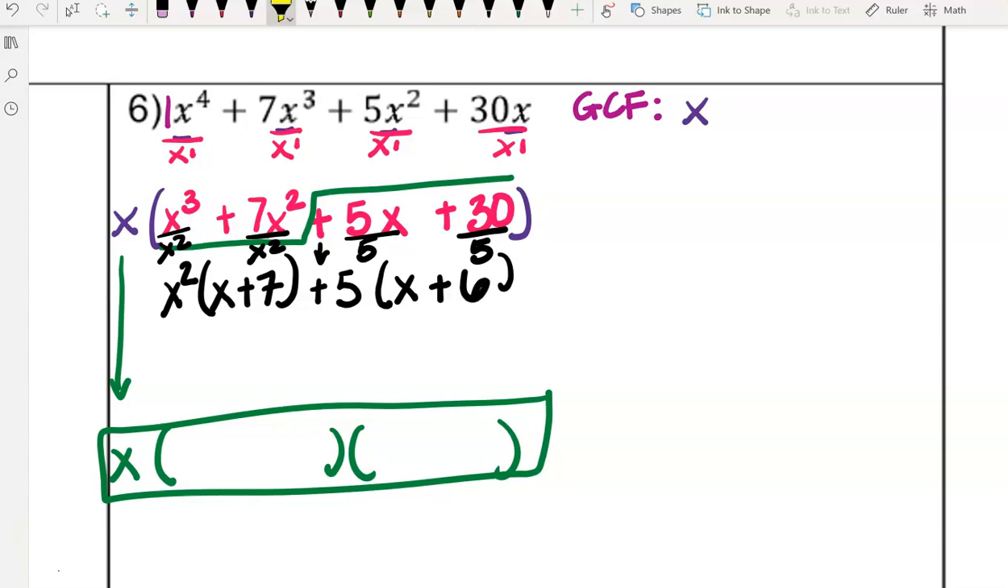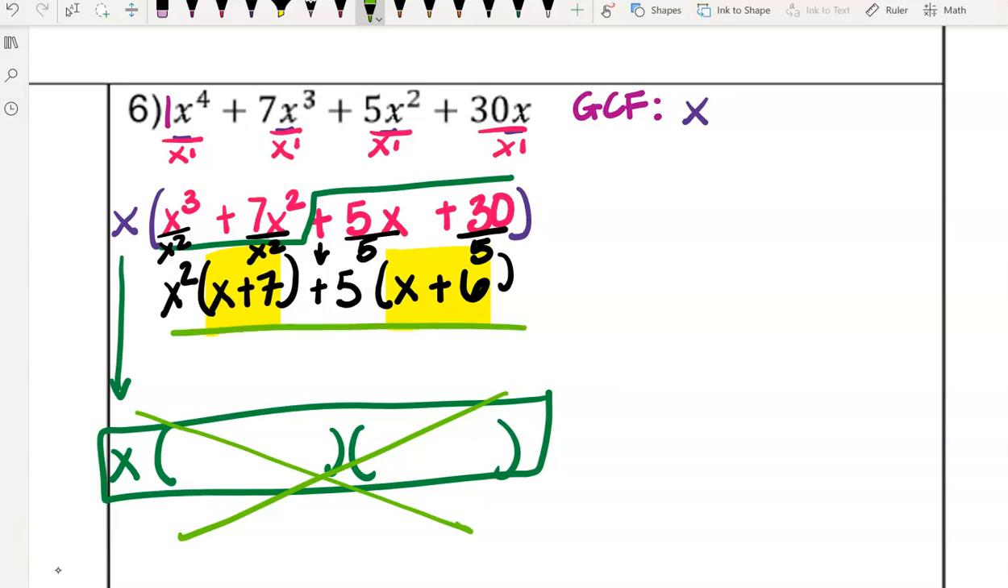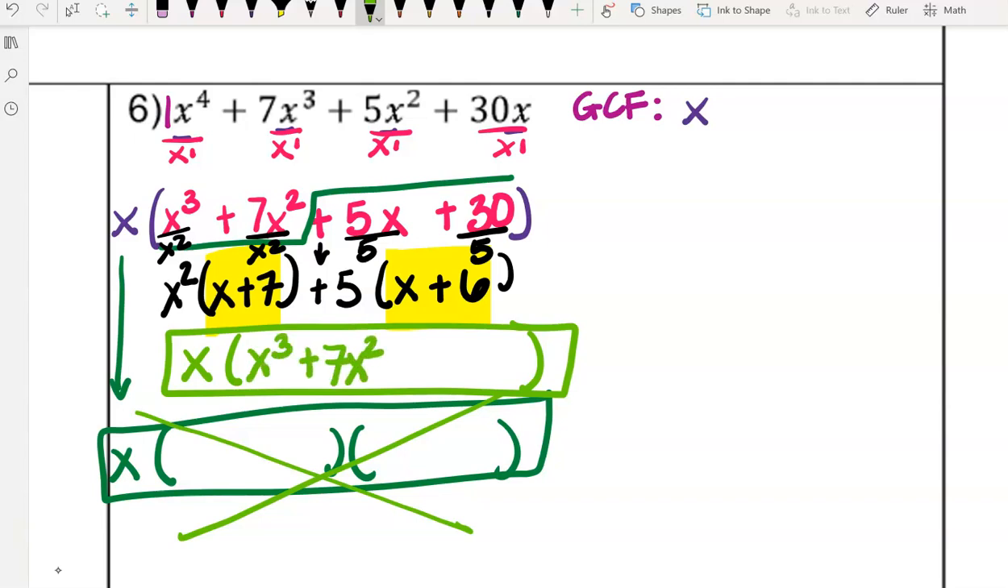Uh-oh, we have a problem. We thought we could factor, but look, when we did all the beautiful work, those 2 binomials are not the same. Therefore, we could not go further. Since we could not go further, our final answer is not in this form. Wah, wah, wah. So guys, your final answer could only be factor out a GCF, which is the first x that we took out. And then the leftover, which is x to the third, plus 7x squared, plus 5x, plus 30. And that is as far as we can go.